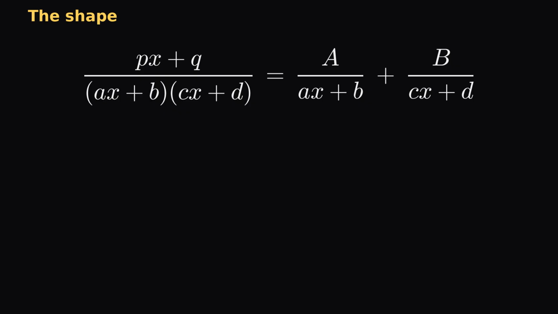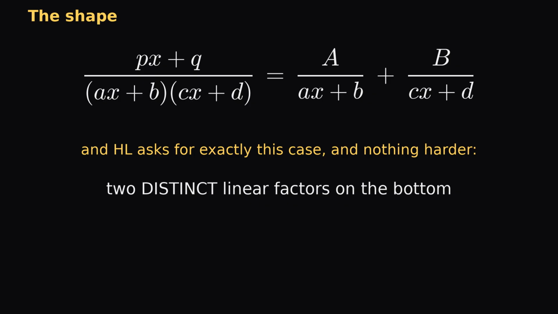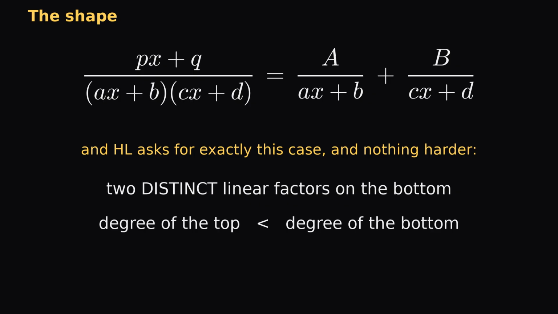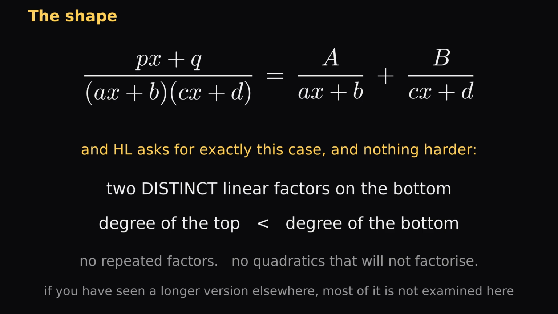Here's the shape. Something linear on top, 2 different linear factors on the bottom, and it splits into a over the first factor plus b over the second. And higher level asks for exactly this case and nothing harder. 2 distinct linear factors. And the top has to be a lower degree than the bottom. No repeated factors. No quadratics that will not factorize. If you have seen a longer version of this topic somewhere else, most of it is not examined here.